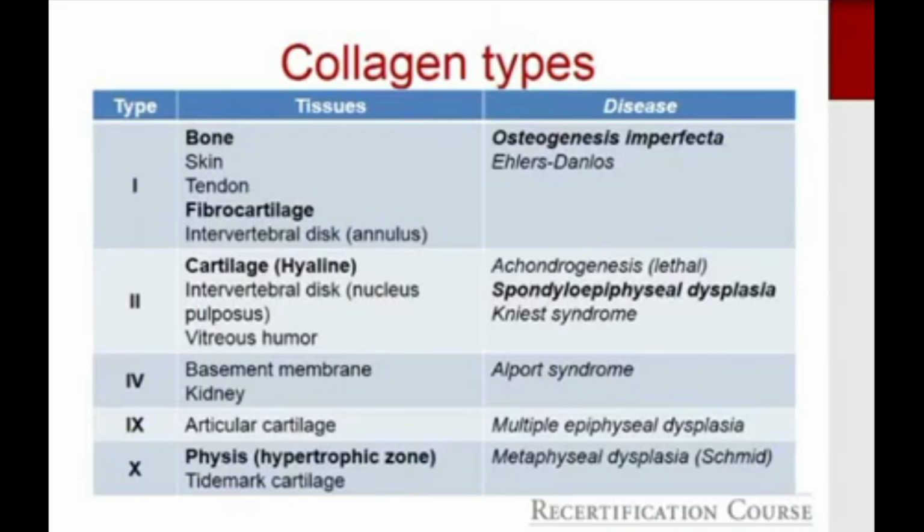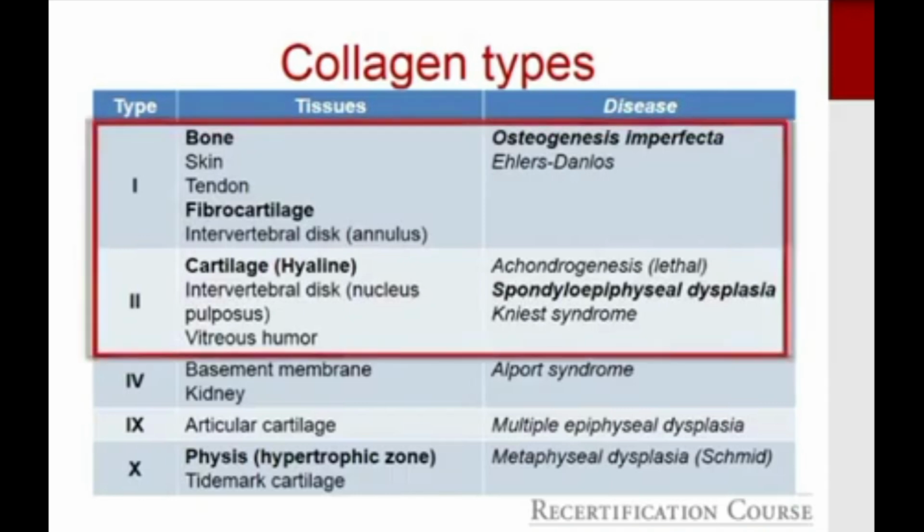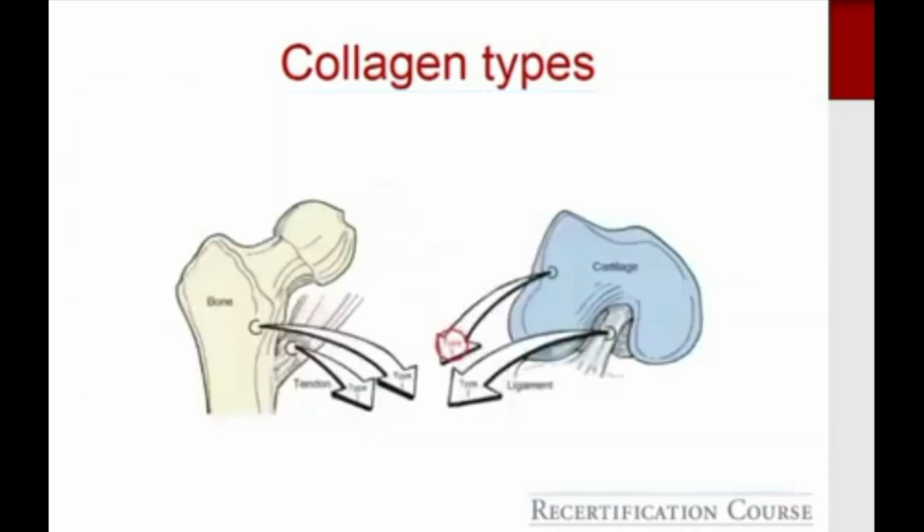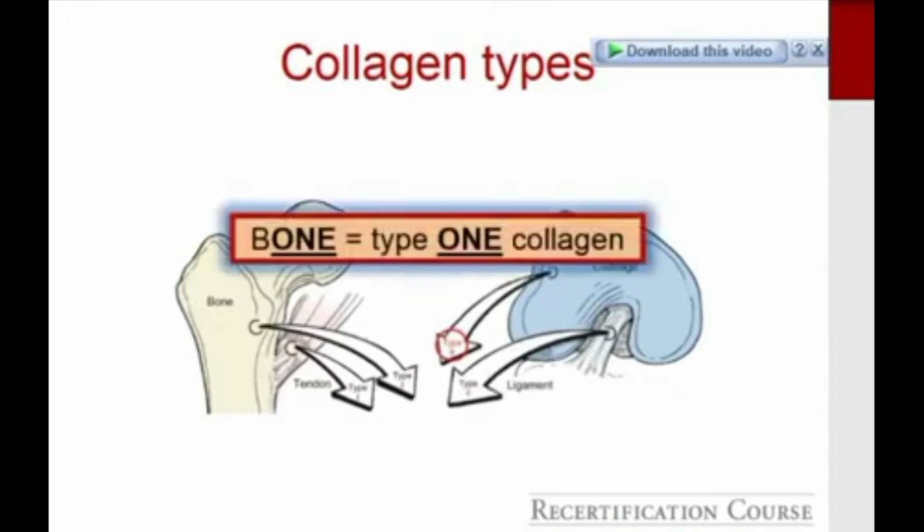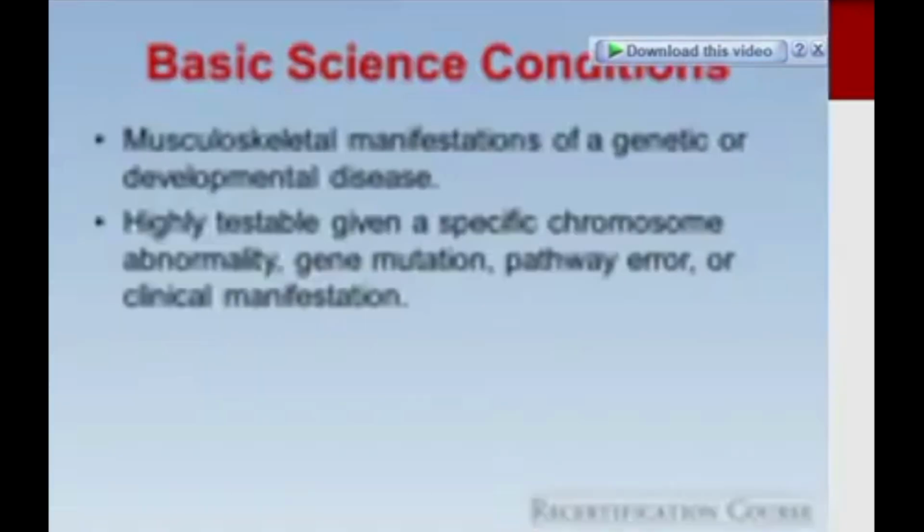There's very many types of collagen. I think the ones that are most important for musculoskeletal physicians or orthopedic surgeons are types 1 and type 2. Type 1 is bone, skin, fibrocartilage, and the intervertebral disc, at least the annulus fibrosus of it. Type 2 collagen is the softer materials of cartilage, the nucleus pulposus of the disc as well. It's important to remember that collagen type 1 is bone, fibrocartilage, and other structures such as tendon and ligaments. Type 2 is going to be the articular cartilage, and this figure just demonstrates that nicely. Again, remember, type 1, B-O-N-E, bone is type 1 collagen.